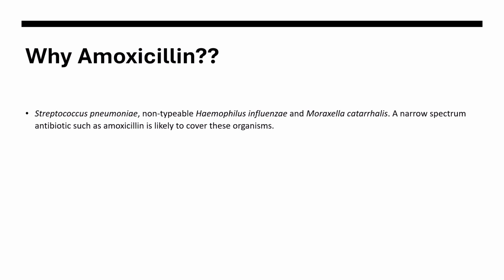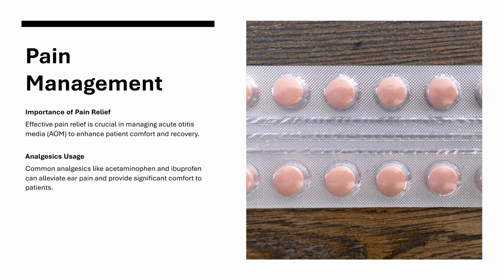because this antibiotic has a narrow spectrum and it covers all three organisms: Streptococcus pneumoniae, Haemophilus influenzae, and Moraxella catarrhalis. Because the patient was complaining of pain, we give appropriate analgesia. It could be paracetamol or ibuprofen, depending on the history. If the patient has asthma, we choose different options.